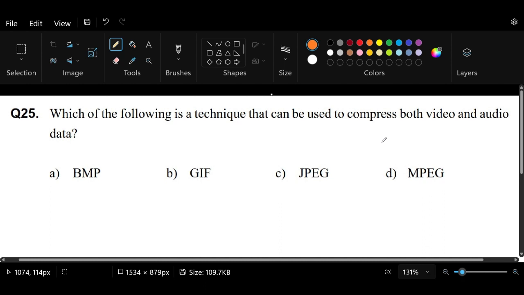Question number 25 of the IT passport exam from PhilNITS. In this question, we are being asked, which of the following is a technique that can be used to compress both video and audio data?